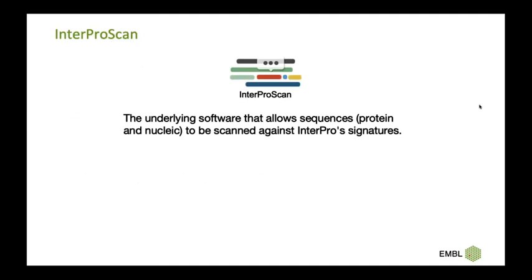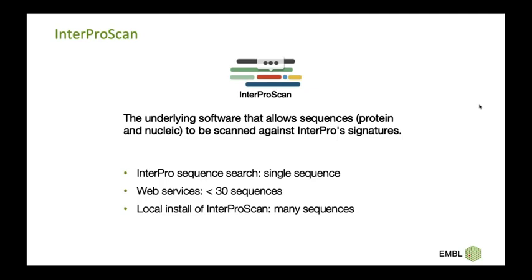So what you need to know is that InterProScan is the underlying software to analyze protein and nucleic sequences against InterPro signatures. You can perform it for a single sequence, and on the web service you have the possibility to submit up to 30 sequences at a time. If you want to analyze more than 30 sequences, you can download and install InterProScan locally, which will allow you more flexibility.